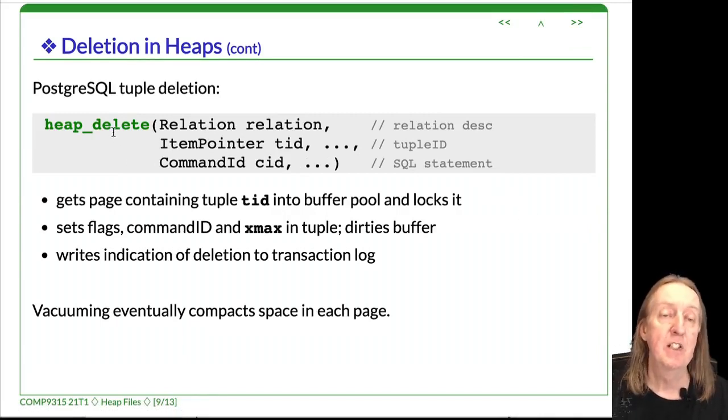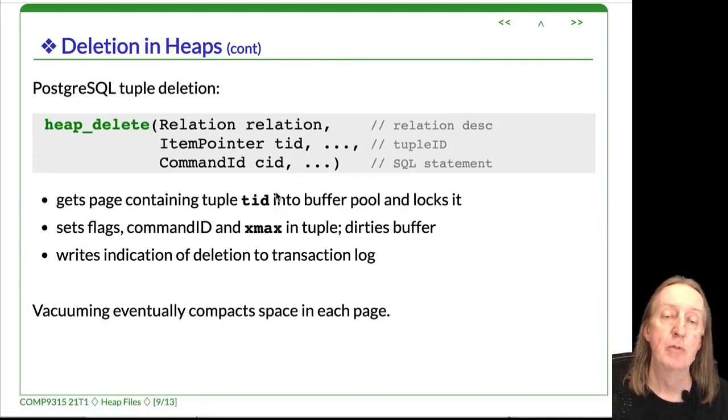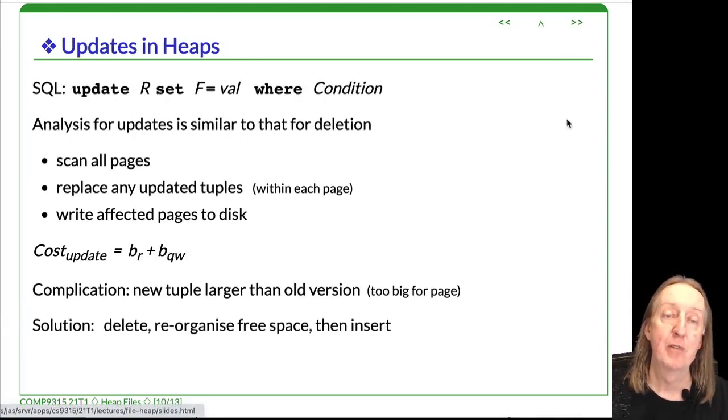Alright, so deletion from heaps. We need to know which tuple we're deleting. Now this is the thing that corresponds to delete record. It doesn't encompass all of this stuff. Simply what we do for a deletion: set Xmax in the tuple, mark the buffer as having been modified, and update the transaction log. So it leaves the old tuple in place. We've already seen that vacuuming will eventually get rid of that and compact all the free space.